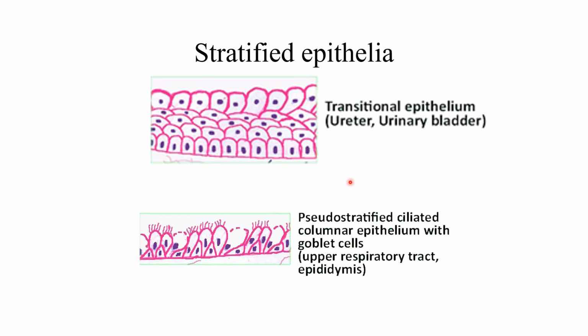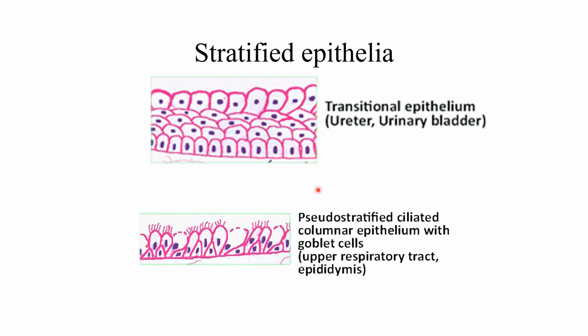And then the other one is the transitional epithelium. It is known as the urothelium because it is seen in the urinary tract. Examples are the ureter and urinary bladder. You can see in this the basal columnar or cuboidal cells, the middle layer of polyhedral cells, and the surface cells or dome-shaped cells. Dome-shaped cells, you can see with the rounded nuclei of it.